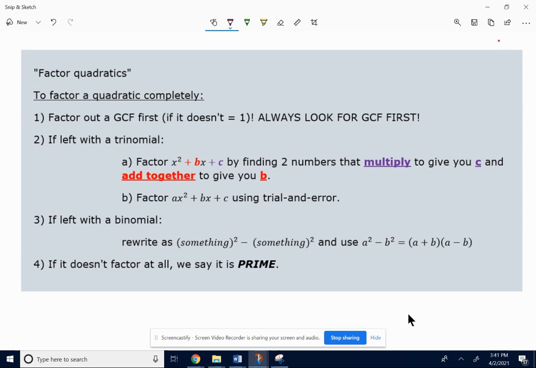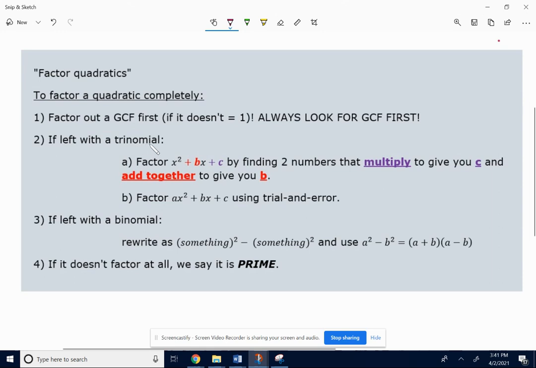To factor a quadratic completely, the first thing you always want to do is look for a greatest common factor first, if it isn't one. Look for a greatest common factor first and factor it out. Do that right away. After you do that, you're going to either be left with a trinomial or a binomial.